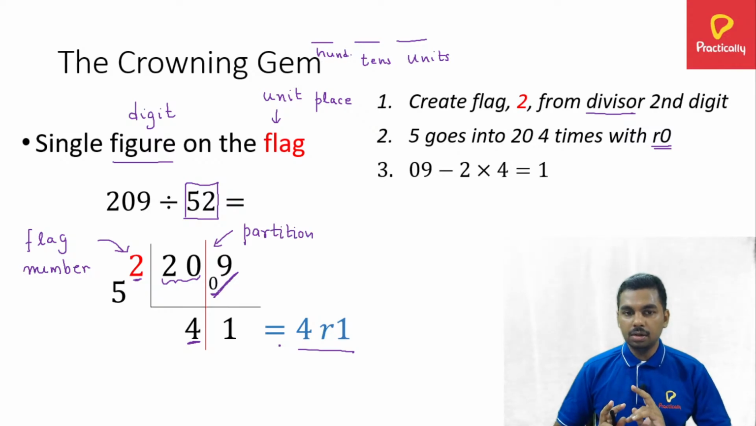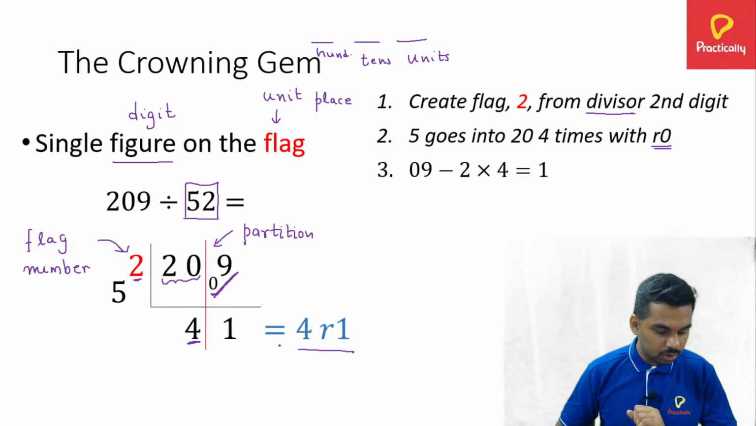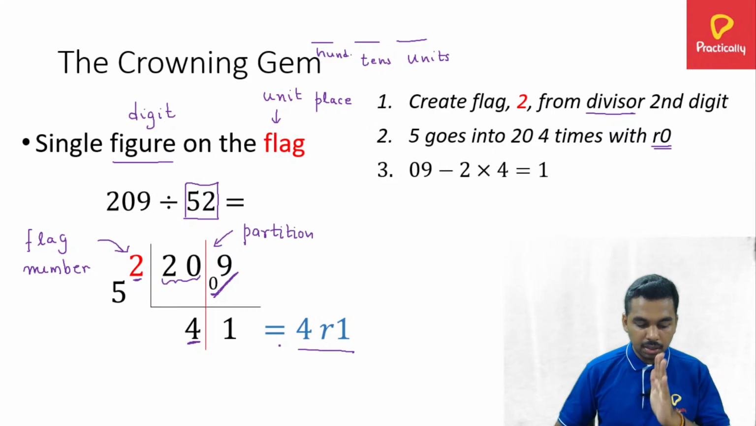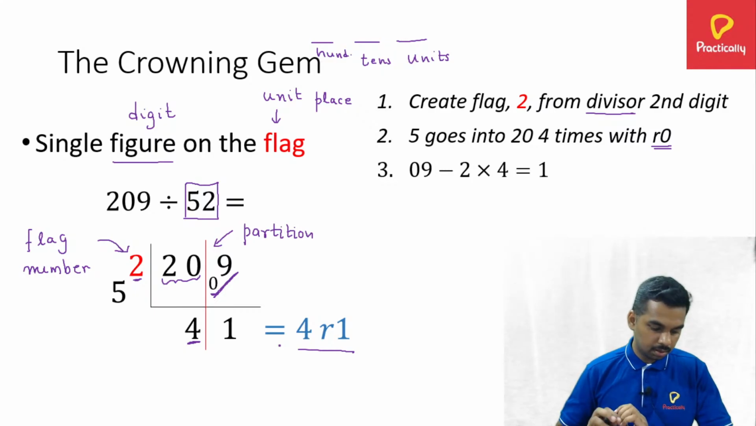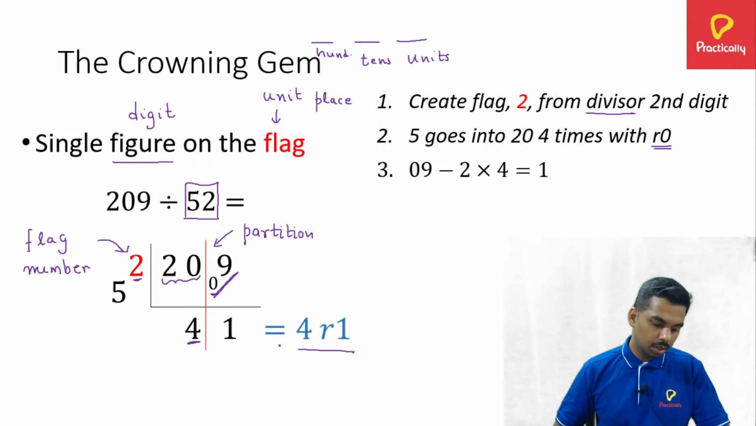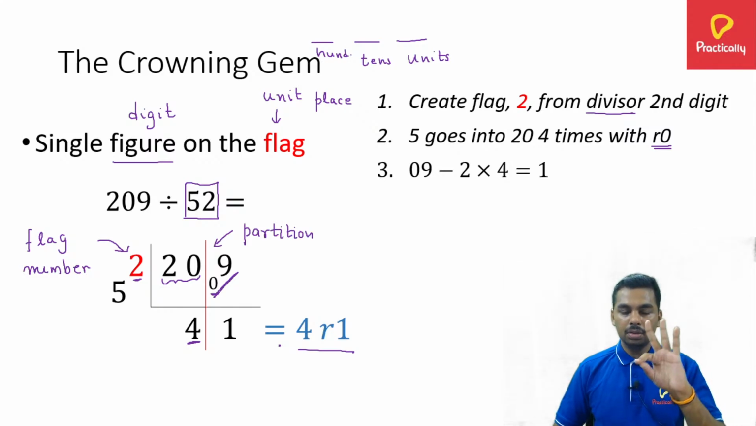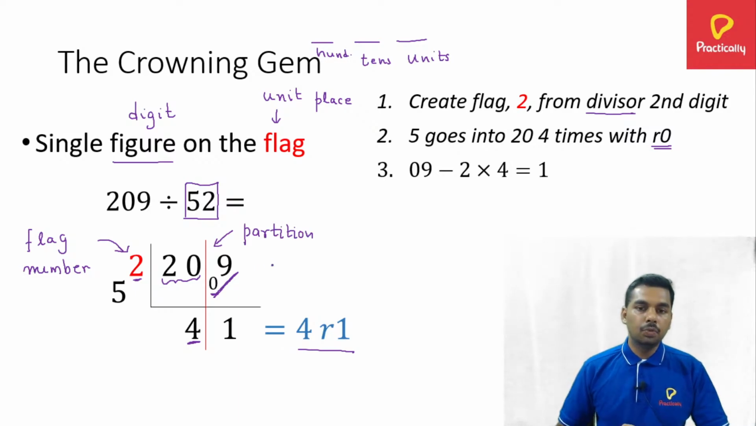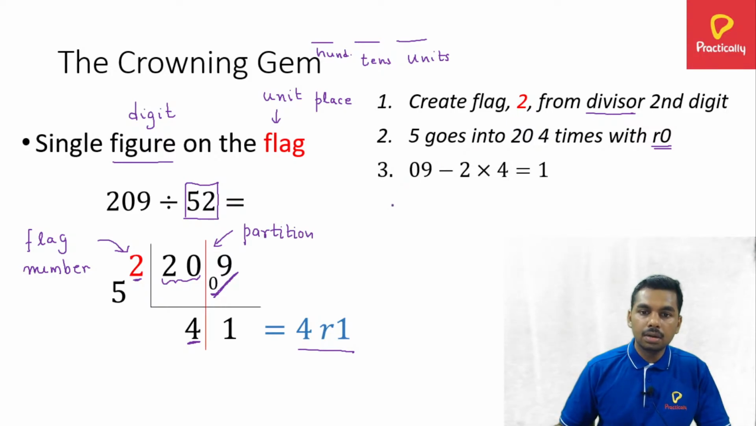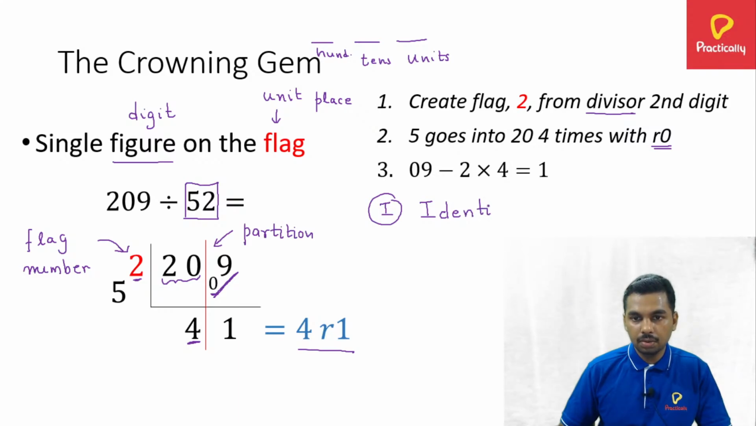I'm going to take just 1 or 2 minutes and see the chat box. Many students are facing doubts regarding this crowning gem method because it's very new to most of you. So what I will do is I'll take many more examples to explain this. It will be more clear with other examples. You just have to remember 3 steps. The first step is to identify the flag number. So I'll write it here. Step number 1 is to identify the flag number.